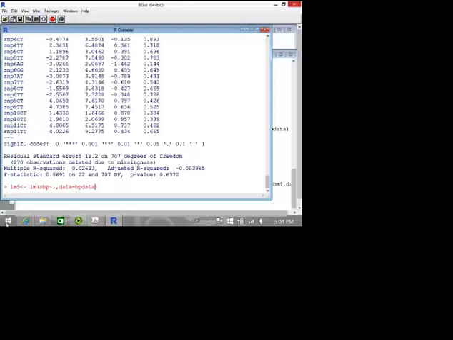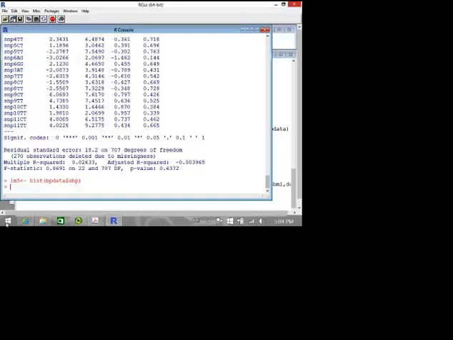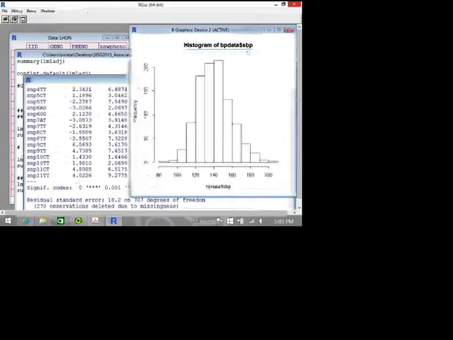Let me see. Histogram, blood pressure data. Yeah, this is approximately normally distributed.